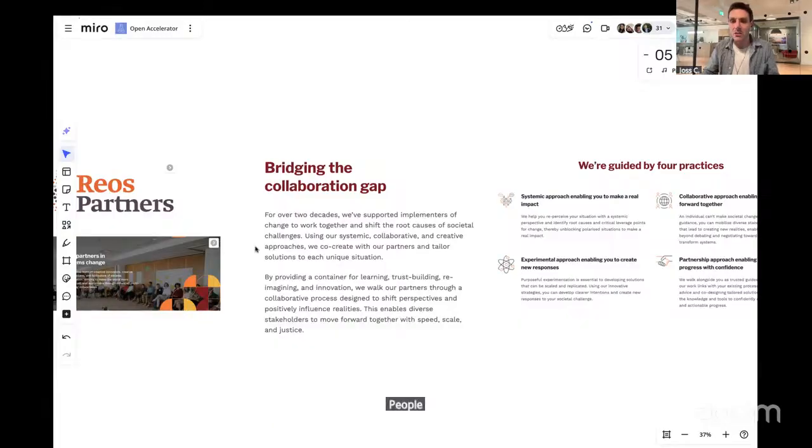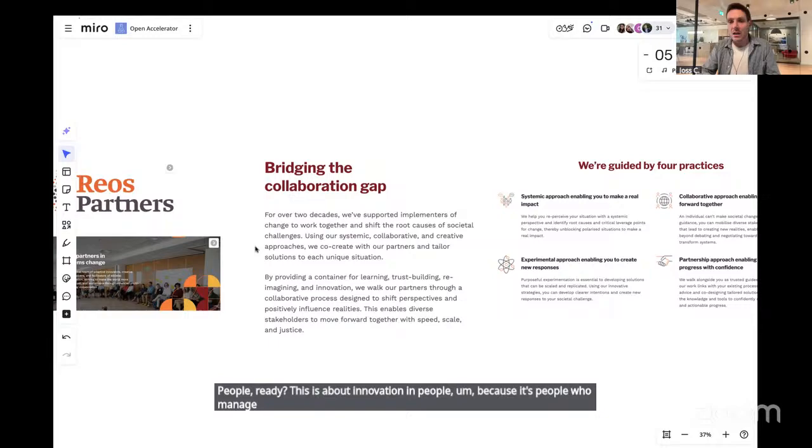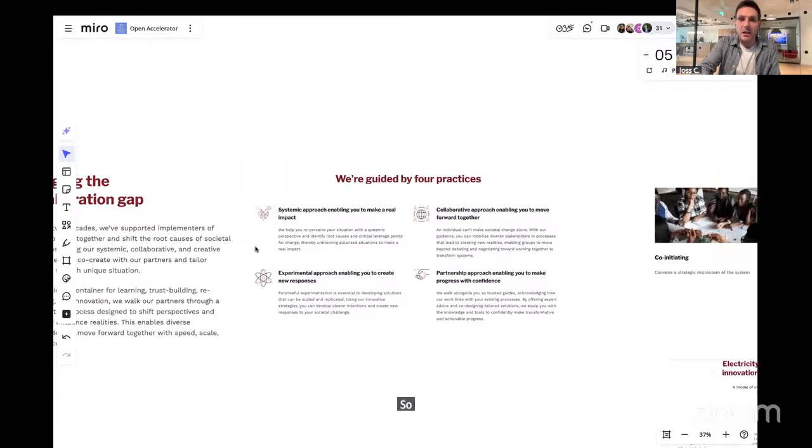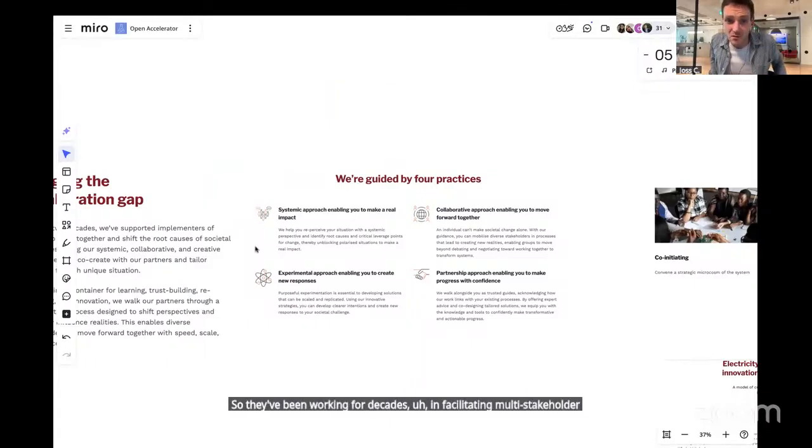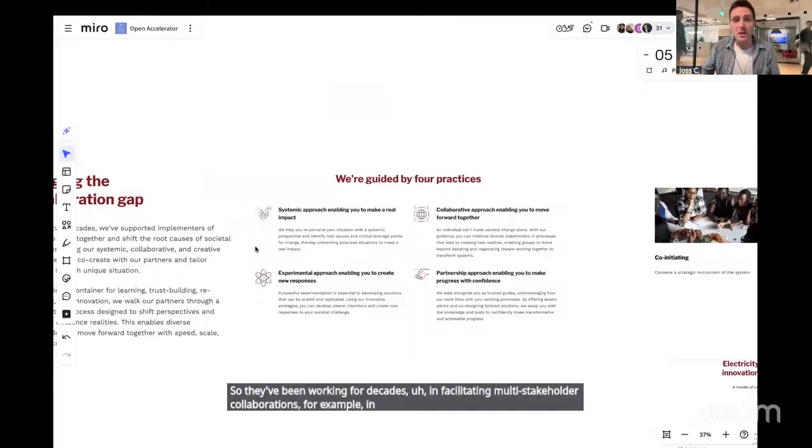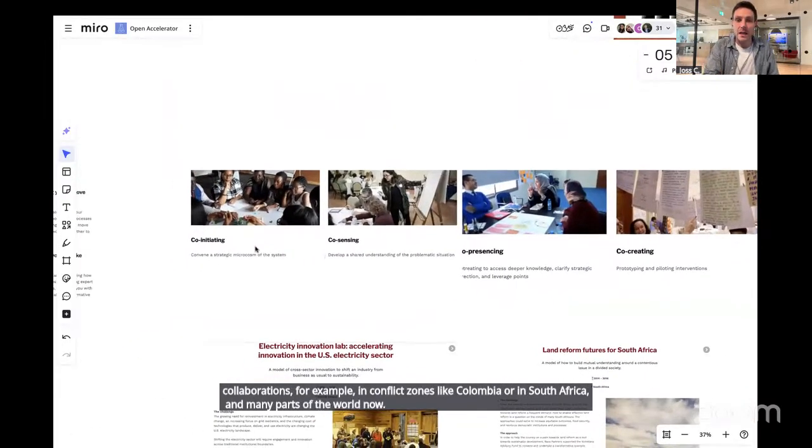This is about innovation in people, because it's people who manage and own these systems and different parts of the systems, and we've got to get them working together. So facilitation towards collaboration, towards people making sense of the system and working together is absolutely core to all of this. So they've been working for decades in facilitating multi-stakeholder collaborations, for example, in conflict zones like Colombia or in South Africa and many parts of the world now.